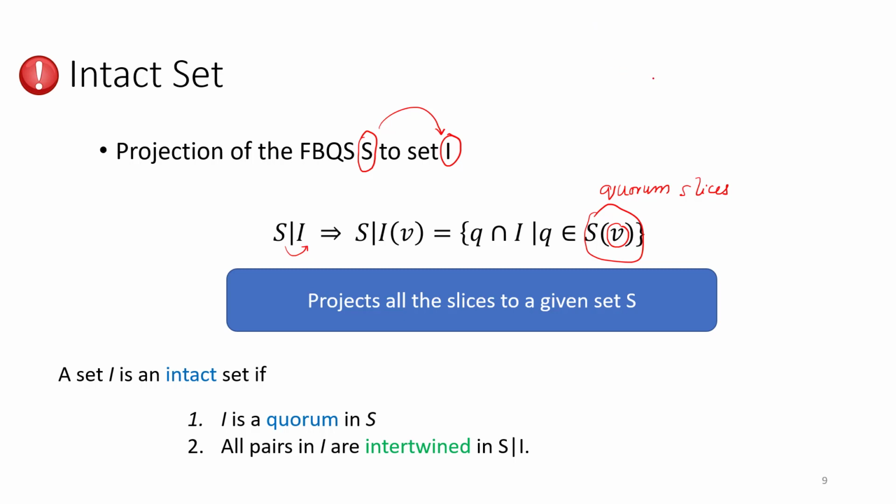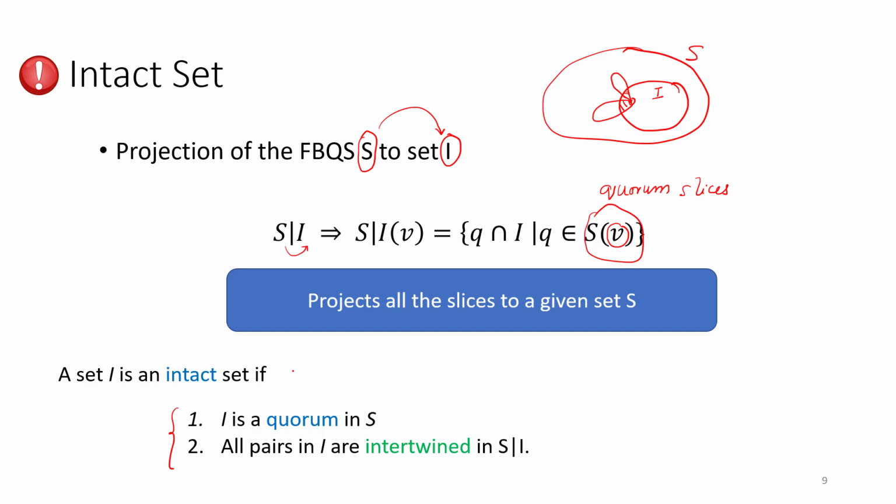So if, let's say, this is my full set S, and I have this I as the set on which I'm projecting, I take a look at every vertex V, right? And for this vertex V, I take a look at all of its quorum slices. So let us say the vertex V is over here, and these are its quorum slices. I only consider that part of the slices which lie within I, right? So this is the projection. So a set I is an intact set if it follows two properties. The first is I itself is a quorum in S.